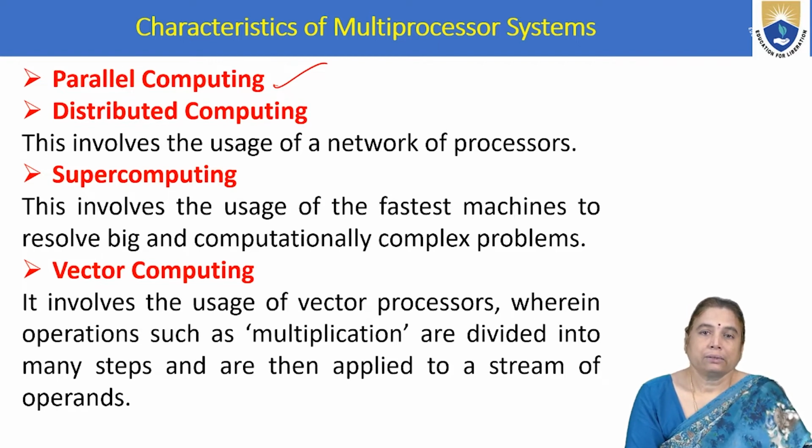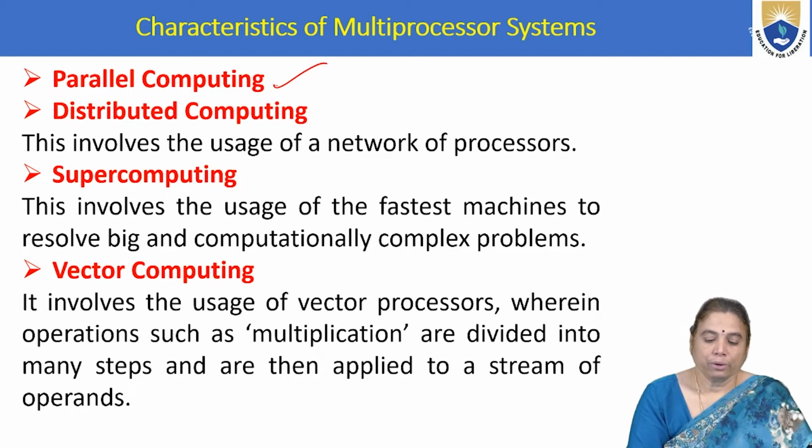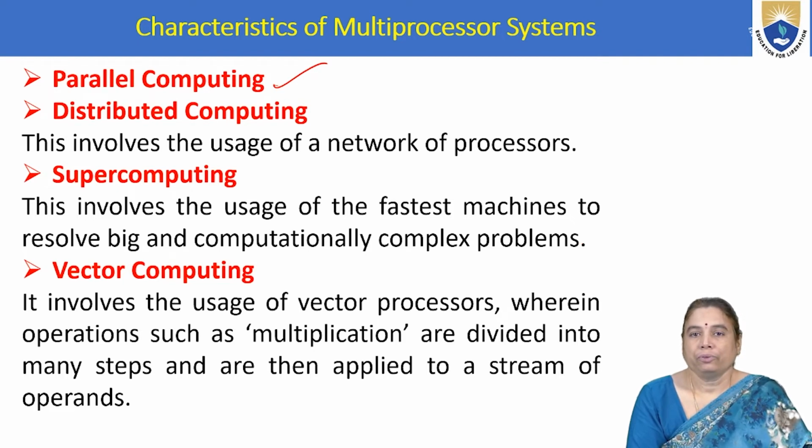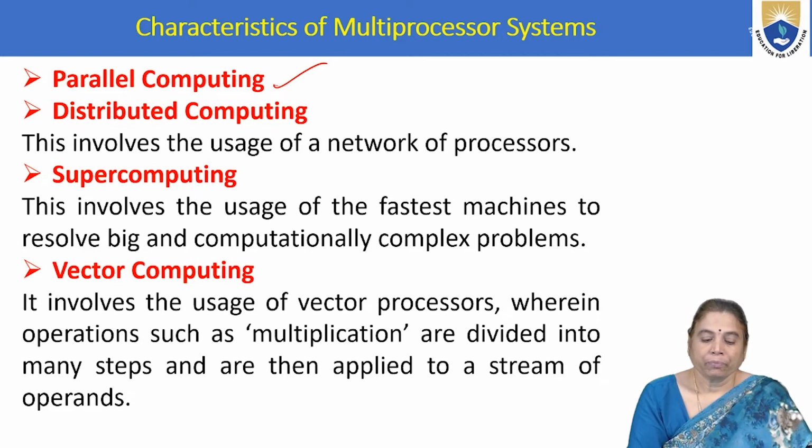The next characteristic is supercomputing. This involves the usage of the fastest machines to resolve big and computationally complex problems. So these multiprocessor systems are generally used for computation intensive applications, engineering and scientific applications. Almost all recent technologies in computer science and engineering can use parallel processing systems in order to support supercomputing capability.